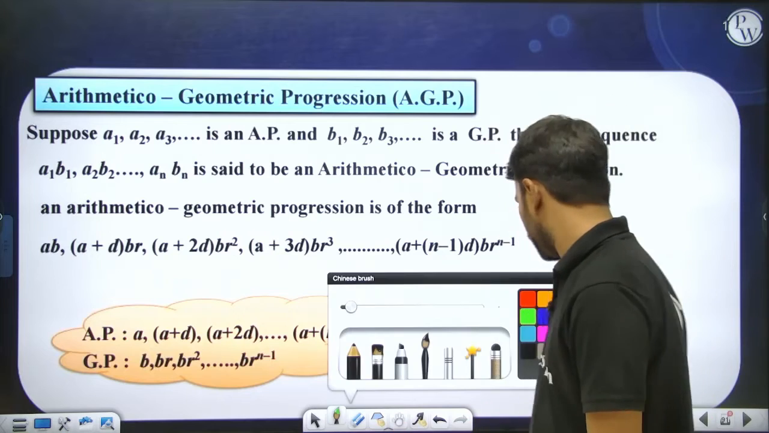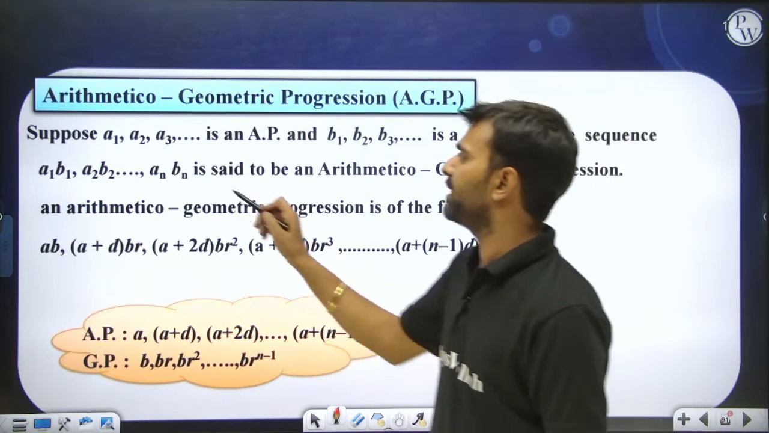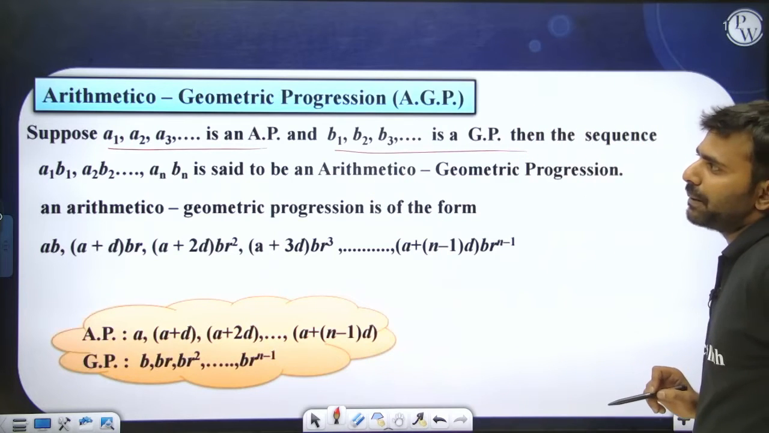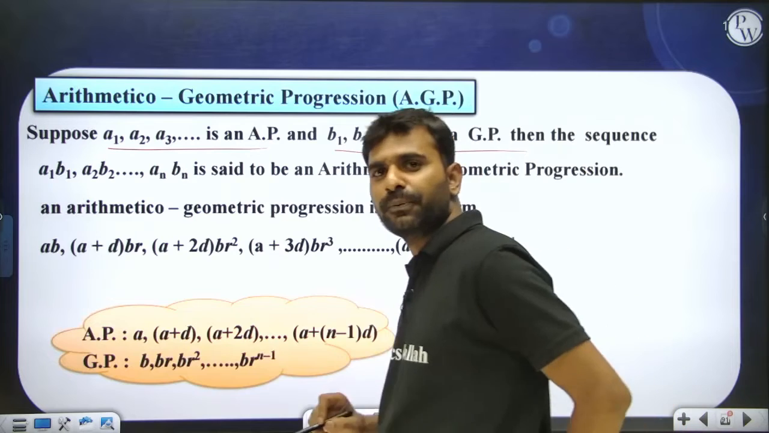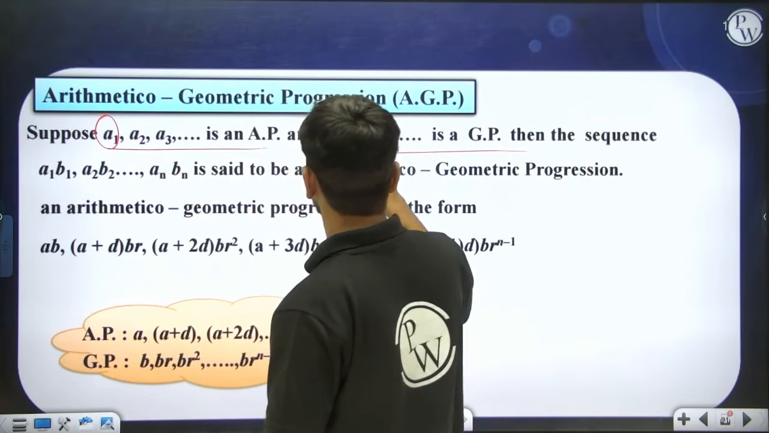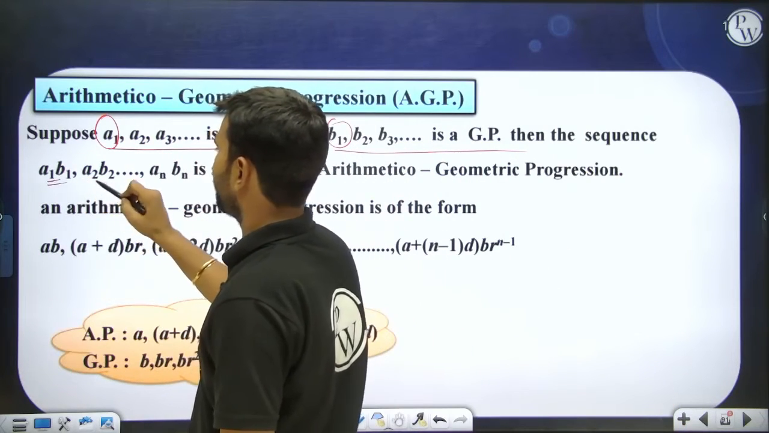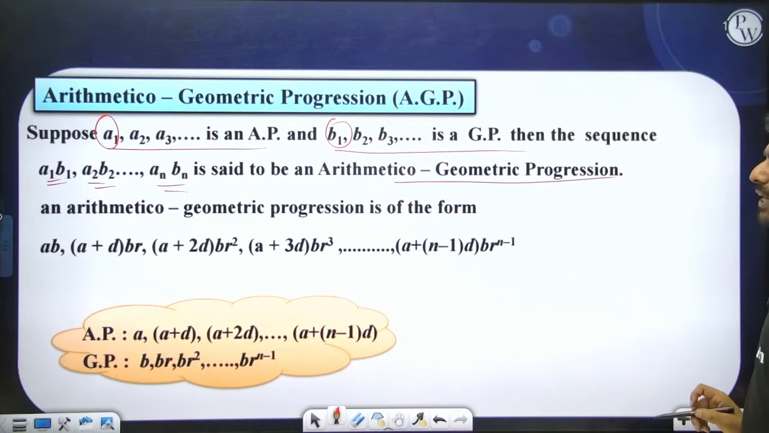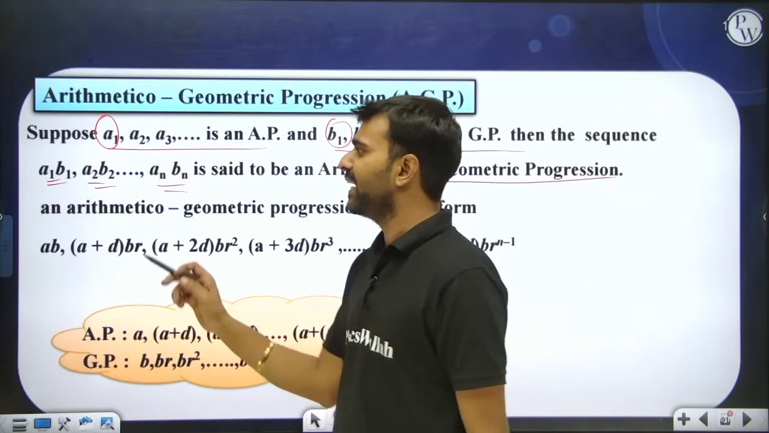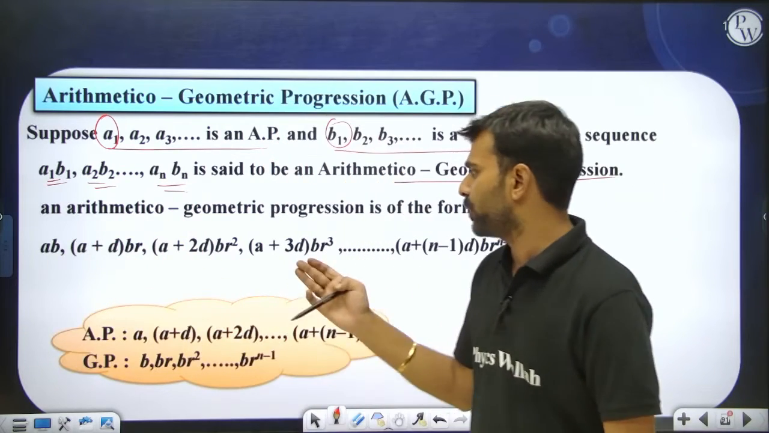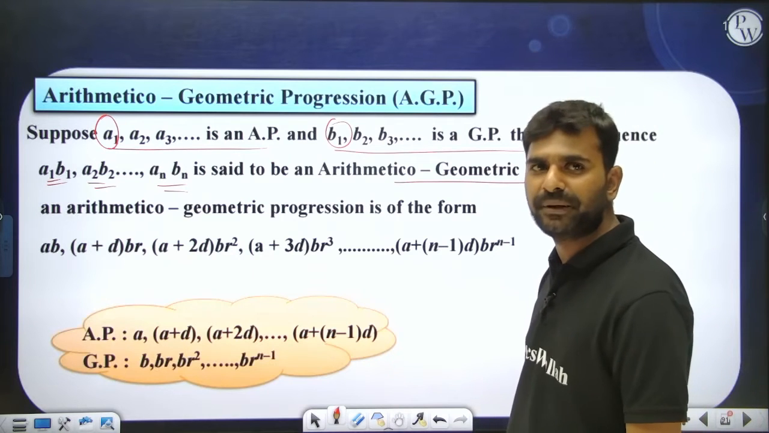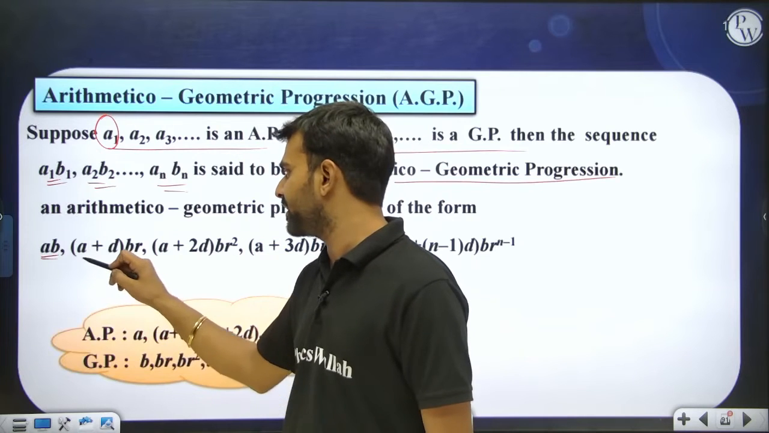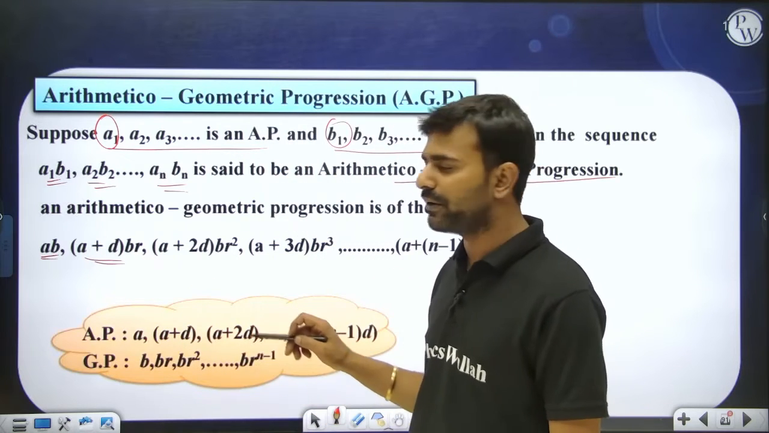AGP, if you see now, look, if there are two things I pick up, one is an AP, A1, A2, A3, and another one is B1, B2, B3, a GP. If I multiply the corresponding term of the AP with the corresponding term of the GP, that means A1 with B1, A2 with B2, A3 with B3 and so on, An with Bn, what we get is nothing but AGP, Arithmetic-Geometric Progression. Let's say AP is a plus d, a plus 2d, a plus 3d and so on. GP is b, br, br square, br cube and so on. So if you multiply the first term of the AP with the first term of the GP, we're going to get this. If you multiply the second term of the AP with the second term of the GP, we're going to get this.